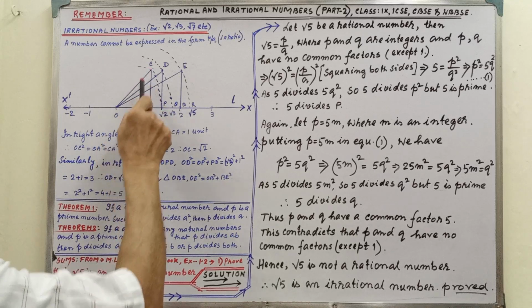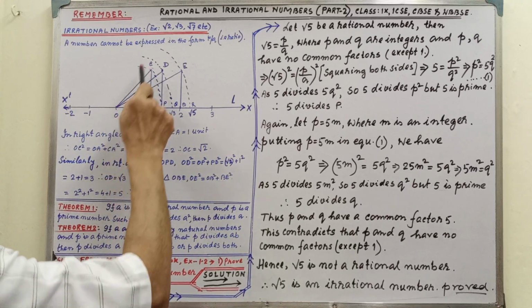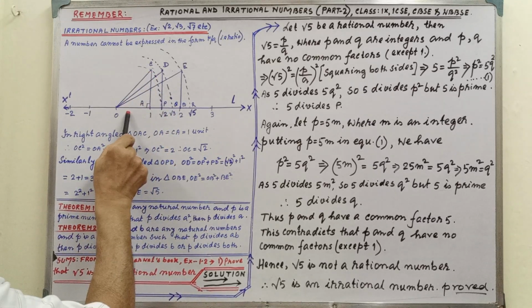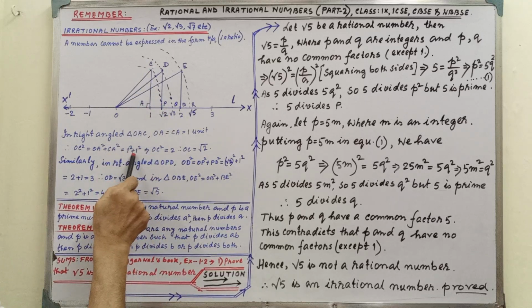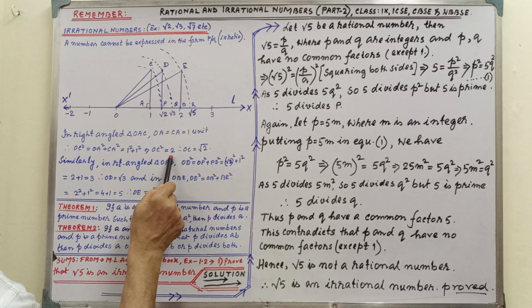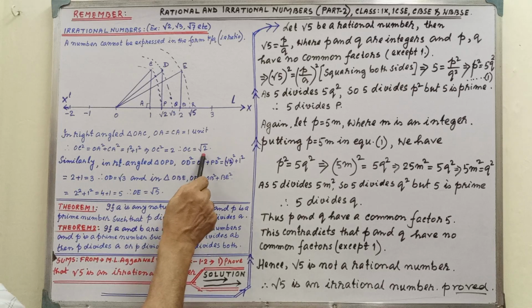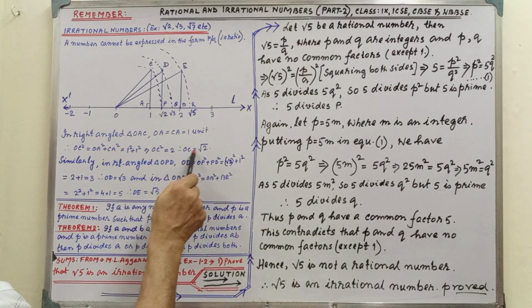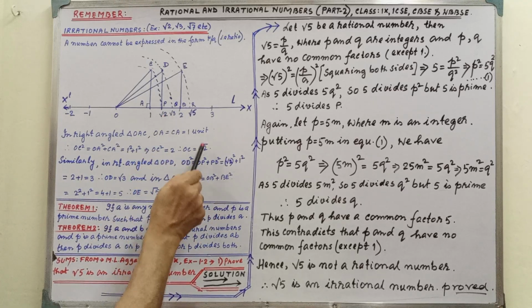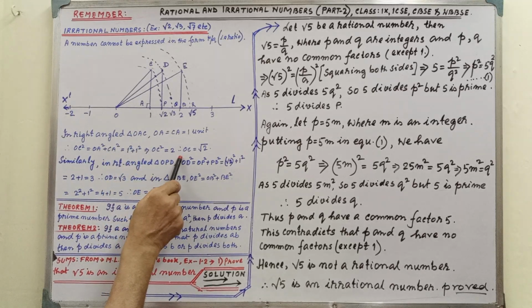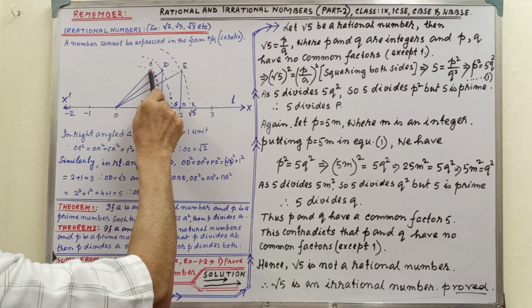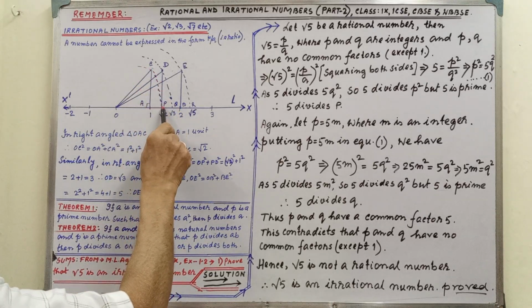By applying the Pythagoras theorem, since it's a right angle triangle, OC square equal to OA square plus CA square. The value of OA is 1, the value of CA is also 1. So 1 square plus 1 square, OC square equal to 2, and OC equal to root 2. I think it is clear. How we are getting root 2, that is clear, by applying Pythagoras theorem. The value of OC is root 2 and this value on the number line is coming here.